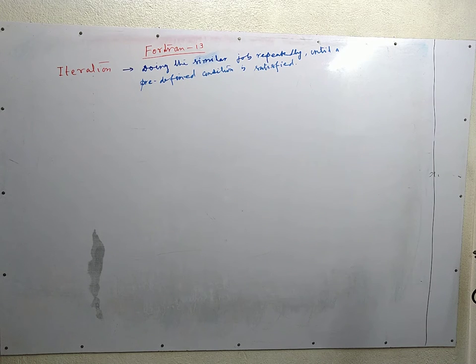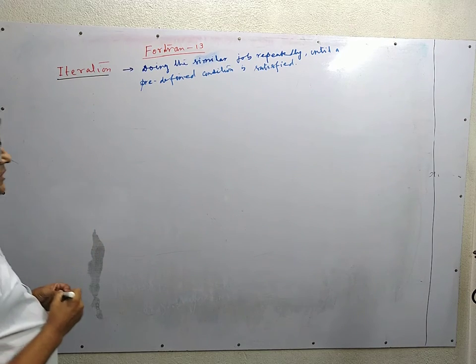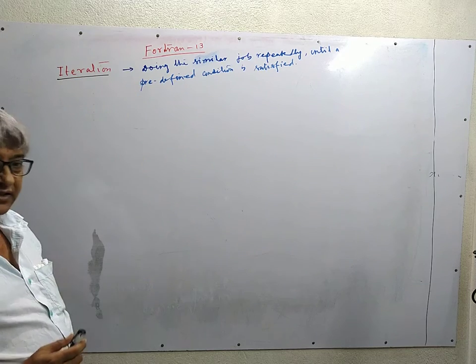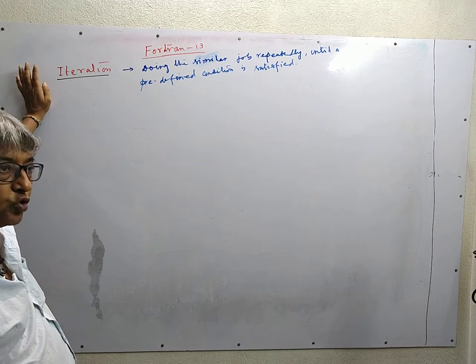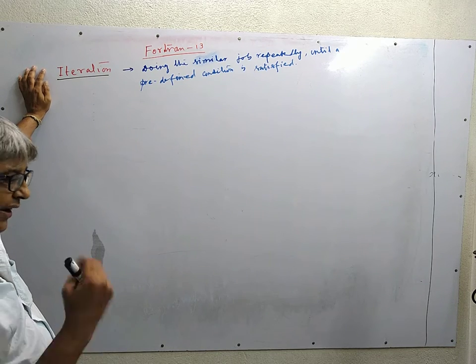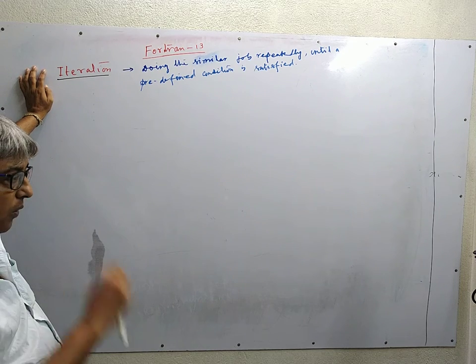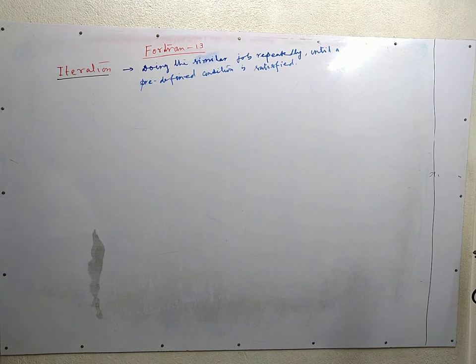Today we shall discuss iteration. Literally, iteration means doing similar things repeatedly until a predefined condition is satisfied. We shall come to this iteration process while solving roots of equations using the Newton-Raphson method, or doing numerical integration using, say, the trapezoidal rule or Simpson's 1/3 rule. Here we are taking the iteration.